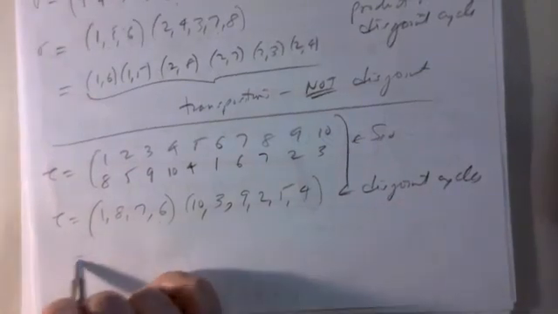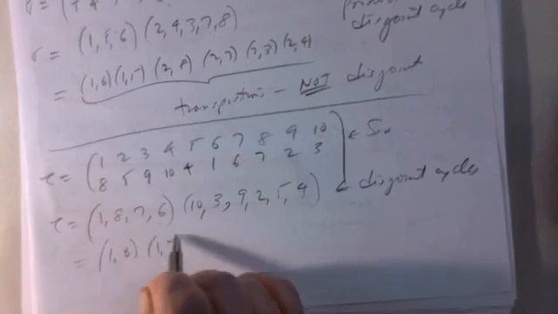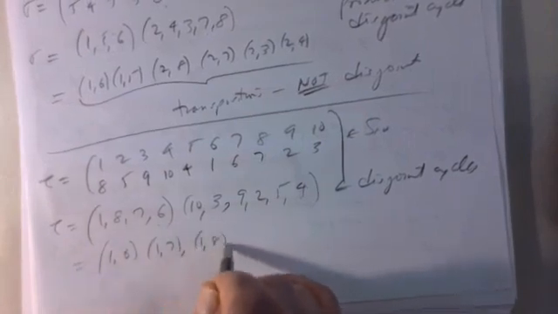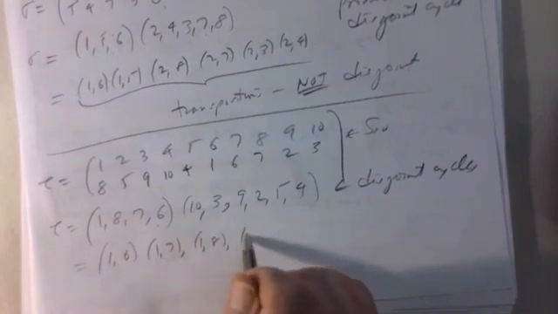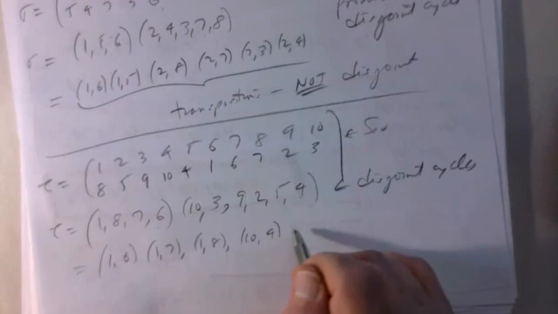And how do I write this as a product of transpositions? (1 6), (1 7), (1 8), and then (10 3), with each of these going backwards from the right end.